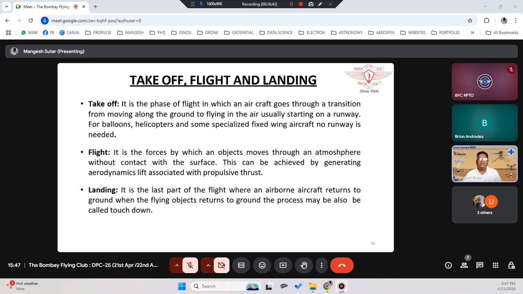Flight is the phase in which an object moves through an atmosphere without contact with the surface. This can be achieved by generating aerodynamic lift associated with propulsive thrust. Meaning, when the aeroplane is in flight, how does the flight happen? Continuously. If you switch off the engine, can your flight continue? Will your aeroplane fly?